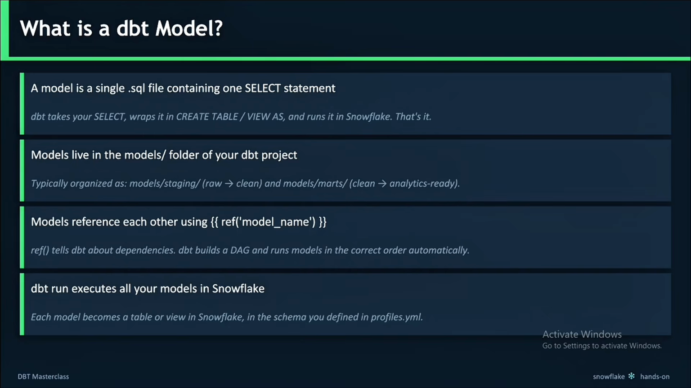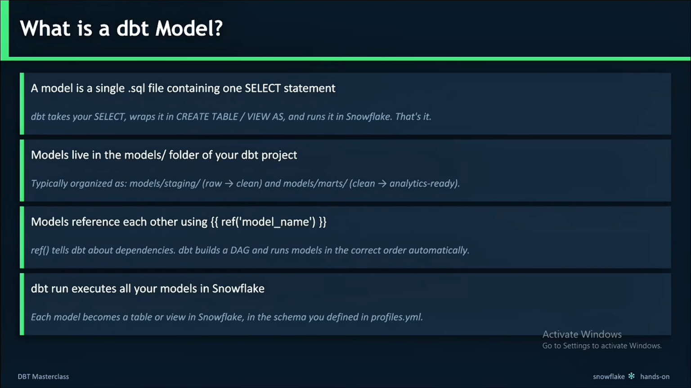Second point we have mentioned: models live in the model folder of your DBT project. Under the model folder, we will keep all the models. Typically we organize them into two layers, the staging layer and marts.